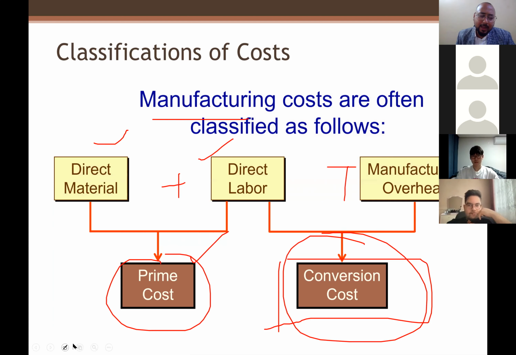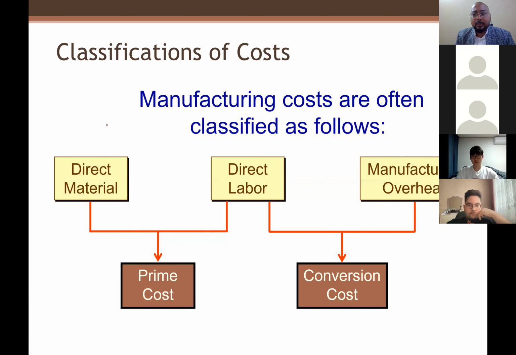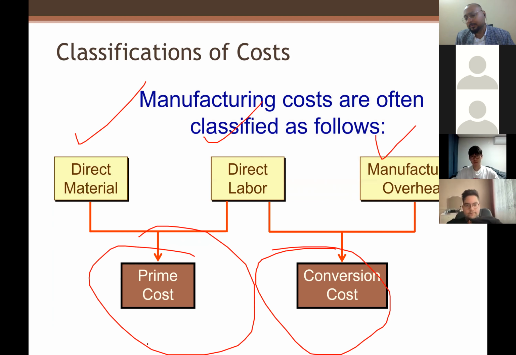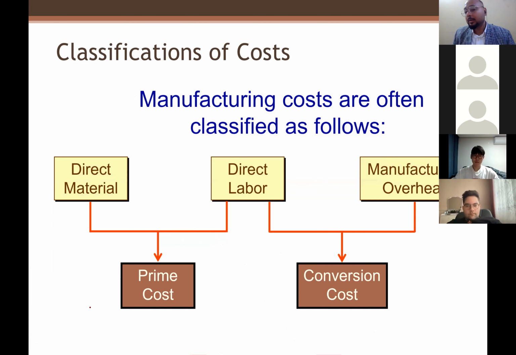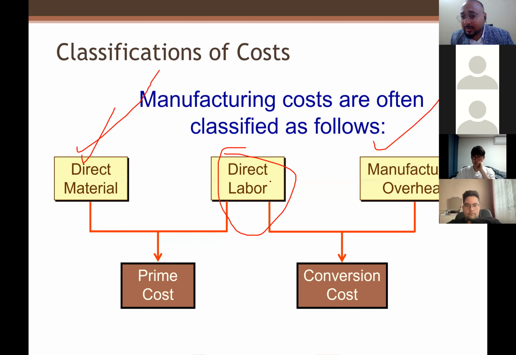Now my question is, when we have direct material, direct labor and manufacturing overhead, then why do we need conversion cost and prime cost? So in some industries, direct material cost is huge, but direct labor cost is not that huge. In some companies, direct labor cost is so huge compared to the direct material and manufacturing overhead. And in some industry, only manufacturing overhead is so huge.